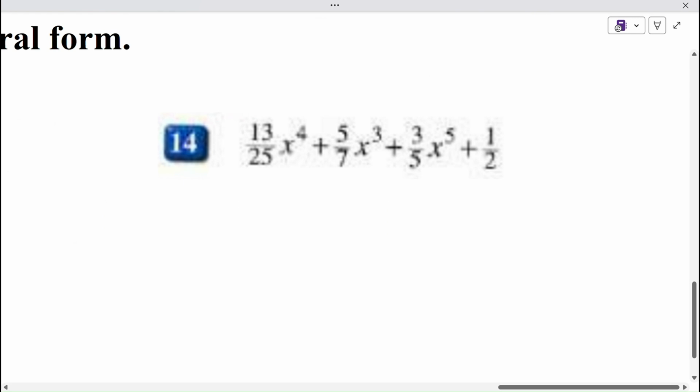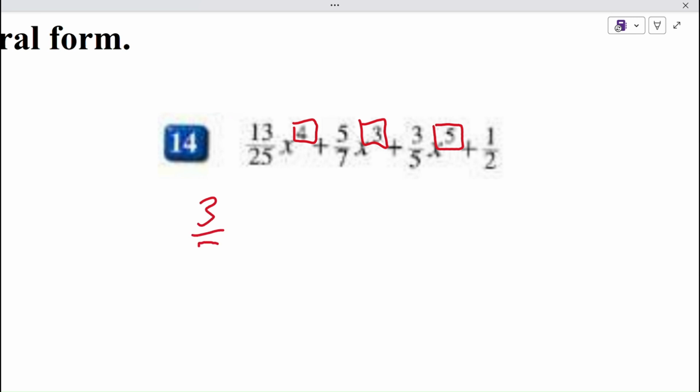Let's solve this question too. Where is the highest degree? Here we have 4, 3, 5. So which one is greater? Of course 5. So put down all the terms. 3 over 5 x to the power 5 plus. After 5 we have 4. It means put down this term. This term is 13 over 25 x to the power 4.